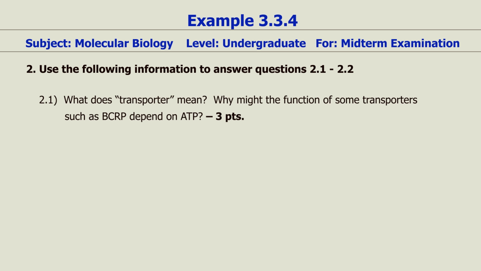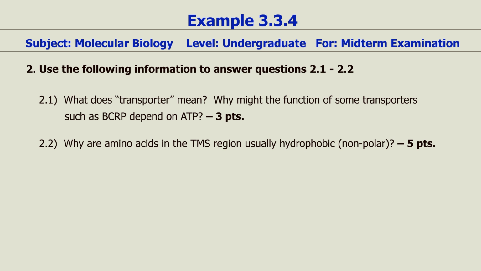The first question, for example, we assess the cognitive domain at the basic level of understanding the concept they have learned by asking the students to explain what a transporter means and why the activity of BCRP requires ATP. If the students understand the concept of active transporters, which they have learned in the class, they should be able to do this.